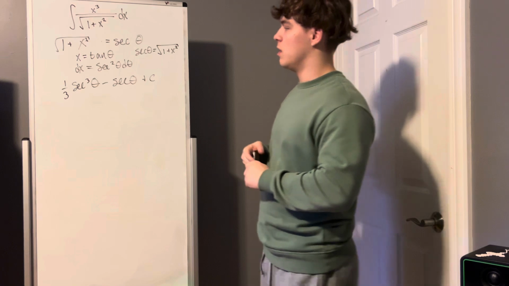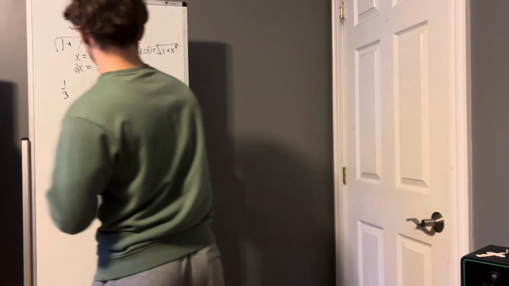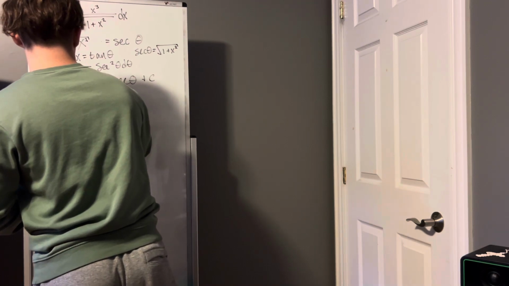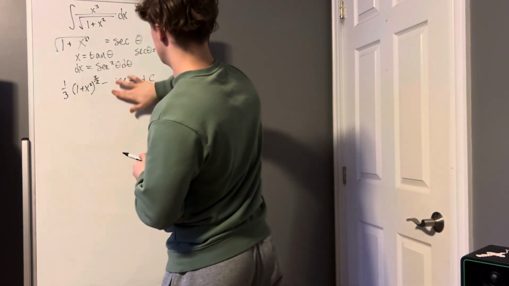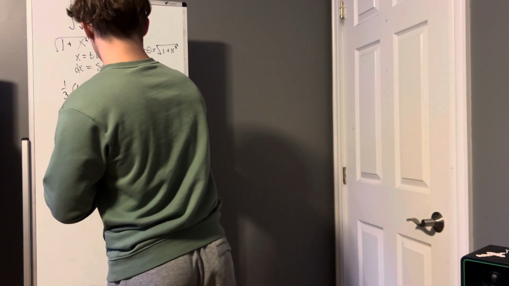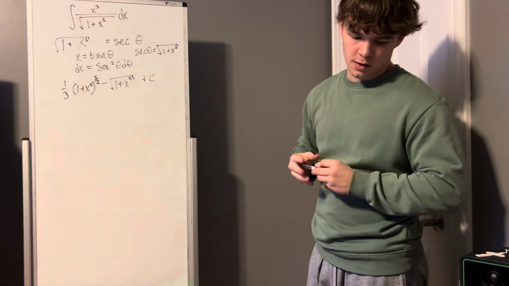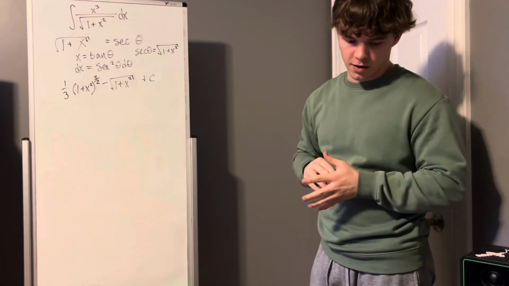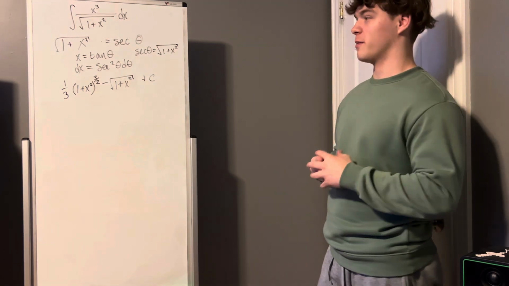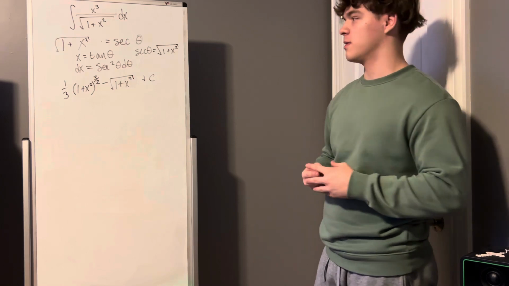So what's this? Well, this is just 1 over 3. Secant cubed theta is just this cubed. This is 1 plus x squared to the 3 over 2. And this is just root 1 plus x squared, plus c, of course. And that's what I got before I started this video. So I continue to look down at this sheet to make sure I don't make any mistakes and teach you guys anything that would not be true. That wouldn't be very great.